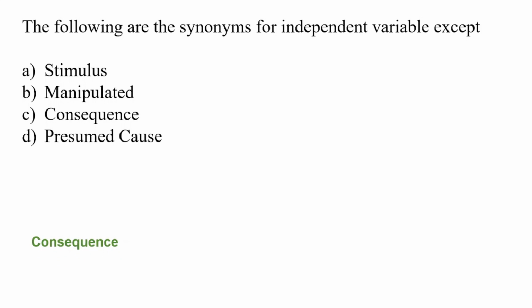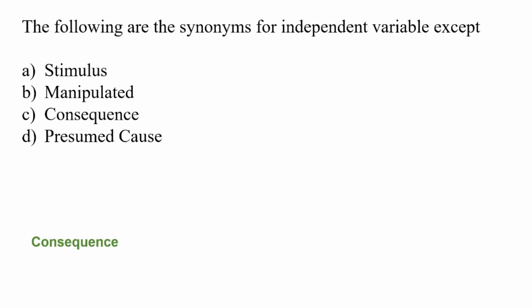So consequence basically means result. So it's depending on something else. I think it's more of a dependent variable. The other thing, stimulus, is an independent variable. Even in scientific research, you have a stimulus and you get results based on that stimulus. Manipulated, I mean, it's a manipulation. You're manipulating something, kind of like a stimulus, a trigger, and then you are seeing the results.